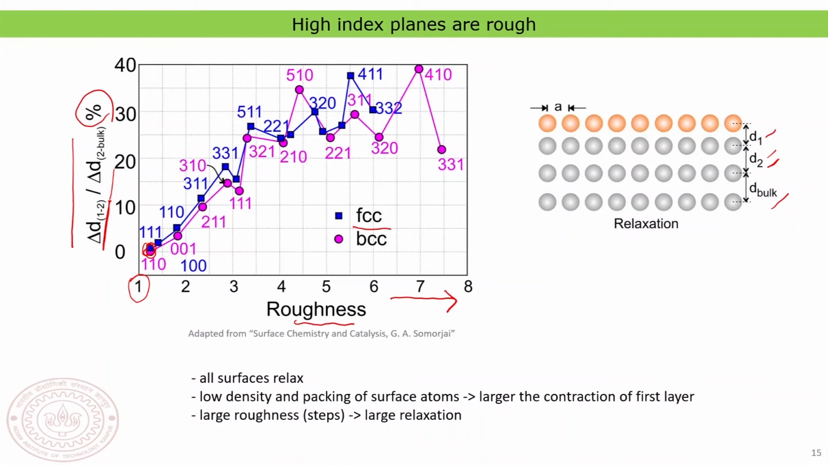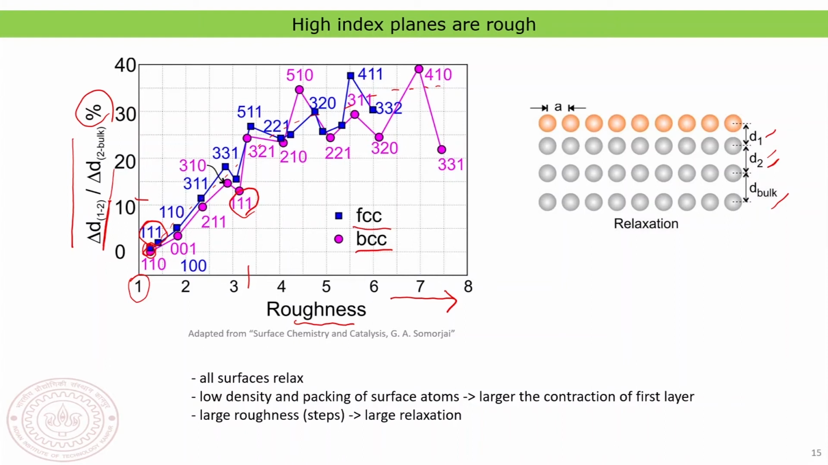But now, in general, you can see that the roughness is increasing in this manner with respect to the index of the surfaces. And that is actually the same for both FCC and BCC. But what has to be particularly noted is that your FCC 111 surface has the lowest roughness, but when it comes to the BCC 111 surface, you notice that it has a much higher roughness and also a higher relaxation of the surface atom.